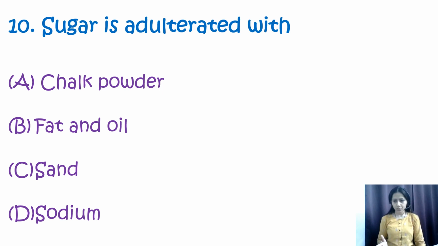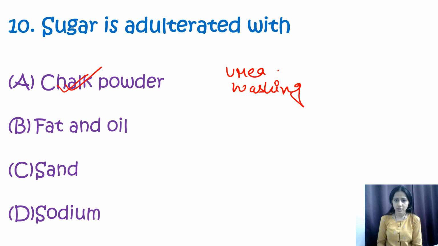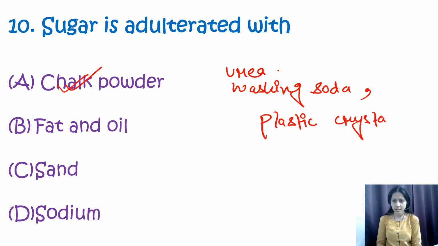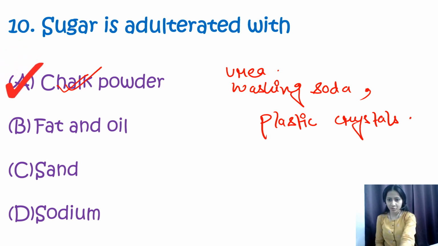So adulteration of sugar is done with many substances, but commonly sugar is adulterated with chalk powder. This is basically done to increase its bulk and weight. Other substances include urea, washing soda, plastic crystals, and furthermore. So over here my correct option is A, that is chalk powder.